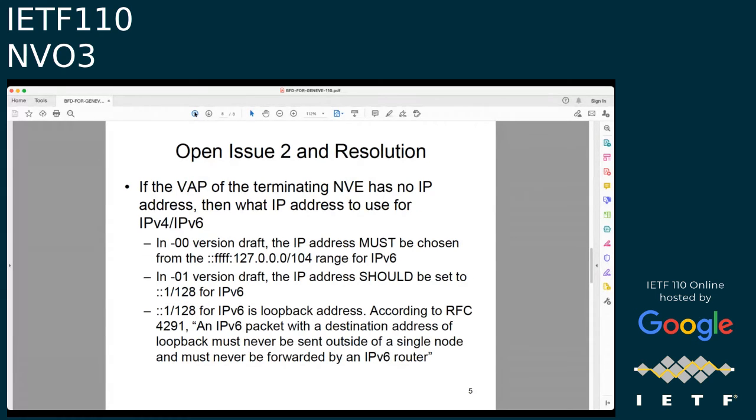Destination IP, I think for IPv4, we use the range. We chose the IP address from the range 127/8. So for IPv6, in this 0.1 version, we use ::1/128 for IPv6. So the destination host or NVE, whichever is processing these BFD frames, needs to open a UDP socket for the 127 address, is that right? Yeah, I think so.